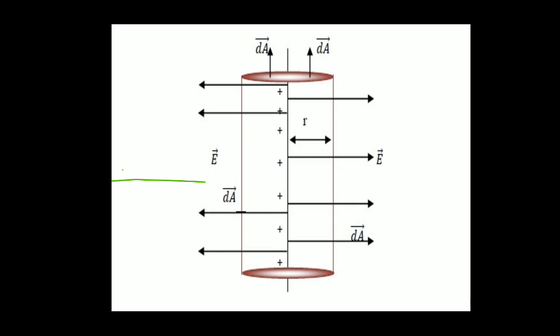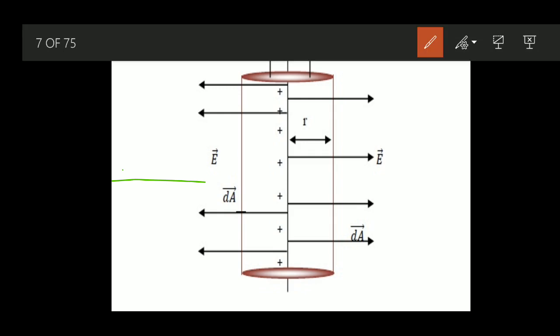Now come to the charge. My charge is a positive charge. So the electric field will act for the positive charge in the outward direction, radially outward. This is the direction shown, which gives the direction of the electric field.